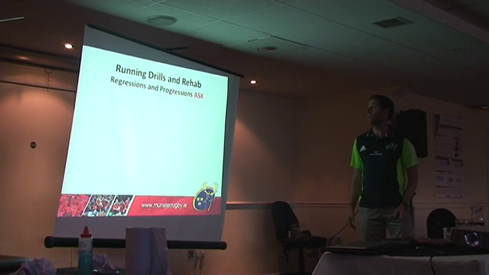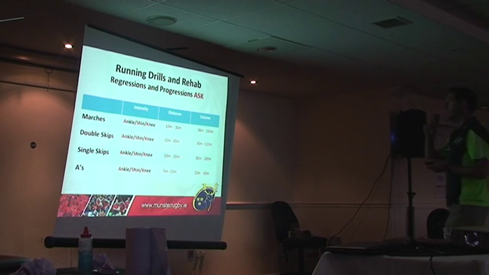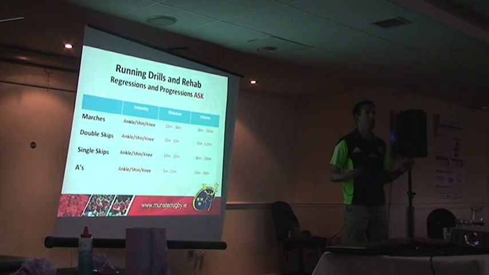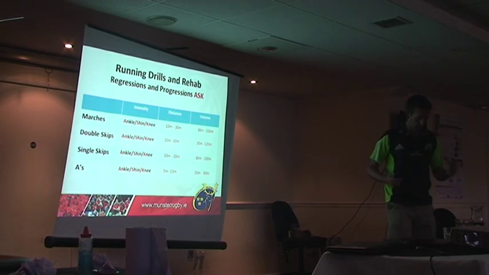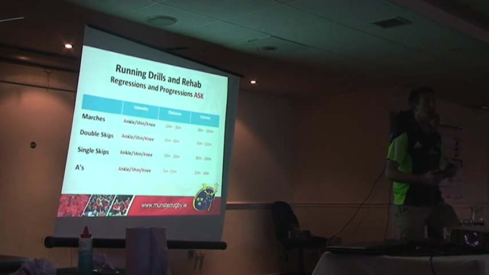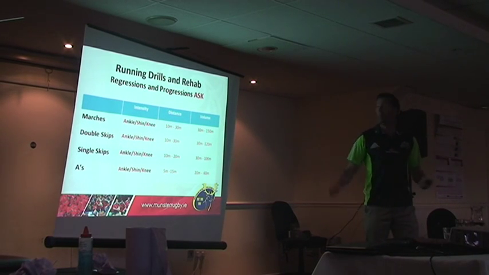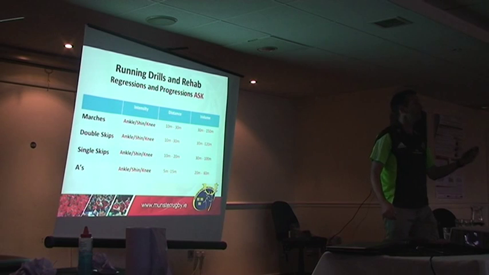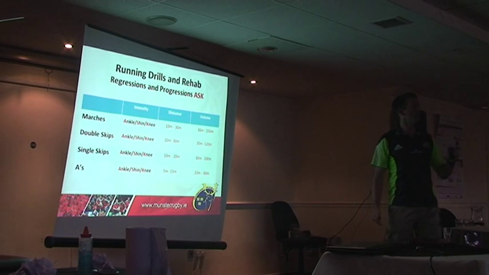So how do we use it? So regressions and progressions again. So once a player from any injury can walk, well then they can march, okay? Can they march over their ankle, over their shin, over their knee? So you have a nice little progression here. Once they can get over their ankle, move on to their shin, move on to their knee. Progress the distance, progress the volume onto double skips. Can they double skip over their ankle, shin and knee? So on and so forth all the way through. So they're nice progressions, nice regressions here.